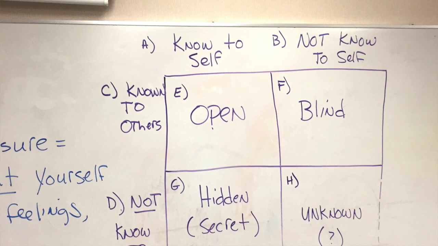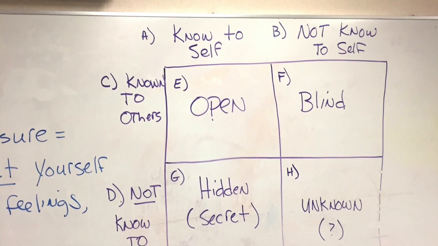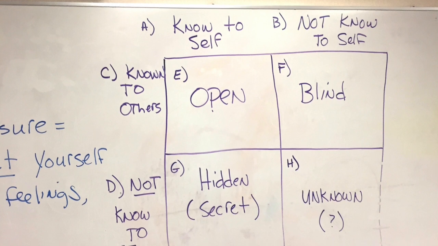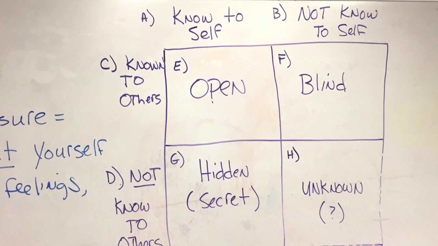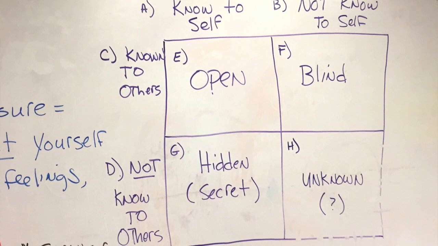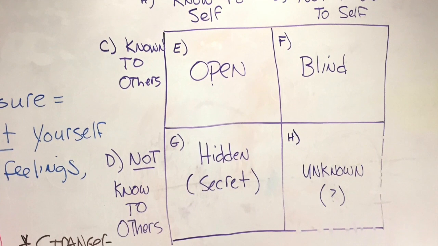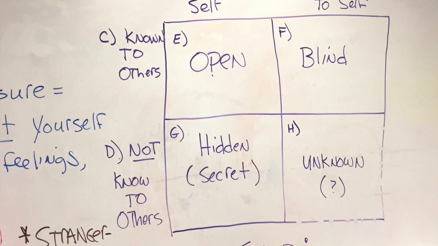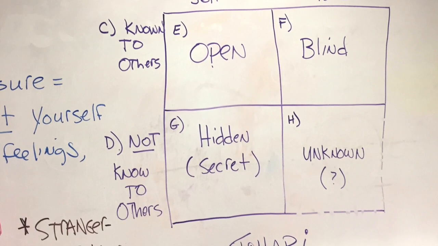It is read down and across, down and across. So let's start at the A point. If this is what's known to yourself, and I'm reading down to the corresponding quadrant, the E quadrant, where the A and the C come together, reading down and across, this is stuff that's known to yourself, and other people know it. Okay, so back to Tony and Tina. In the open quadrant, the E quadrant, this is stuff that's known to Tony, and other people know it about Tony.